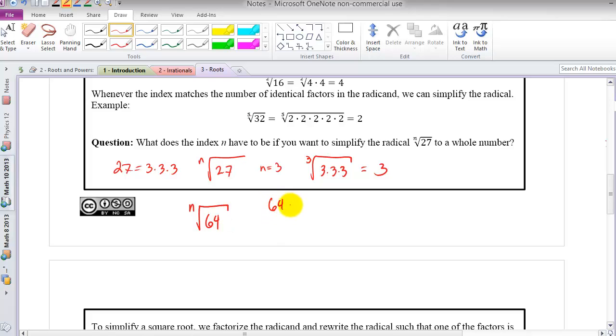Well, 64 is equal to 4 times 4 times 4. So that's equal to the nth root of 4 times 4 times 4. So again, n has to be 3 for that to factor to a whole number. We have 3 identical terms of 4. So if we want it to be a factor to a whole number, we need this to be a 3 as well.